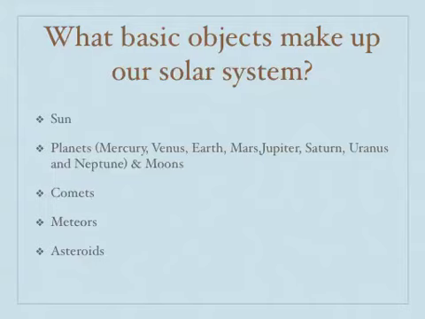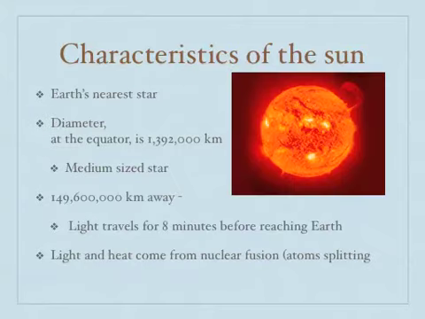Orbiting around the Sun, there are 8 planets: Mercury, Venus, Earth, Mars, Jupiter, Saturn, Uranus, and Neptune. Around some of those planets are moons. Also orbiting through our solar system are comets, meteors, and asteroids. Now we're going to get into the characteristics of some of these objects, starting with the Sun.